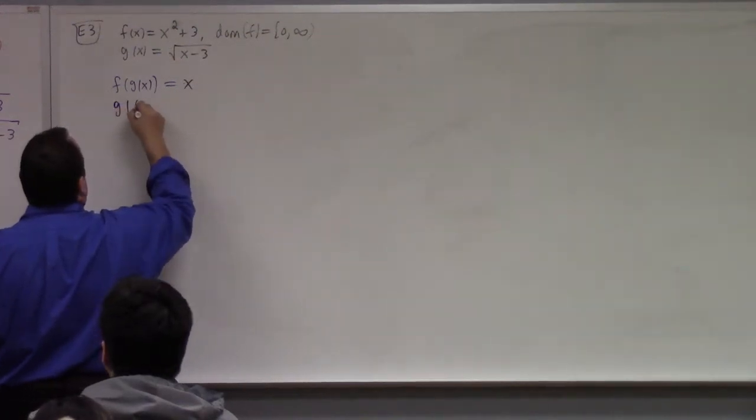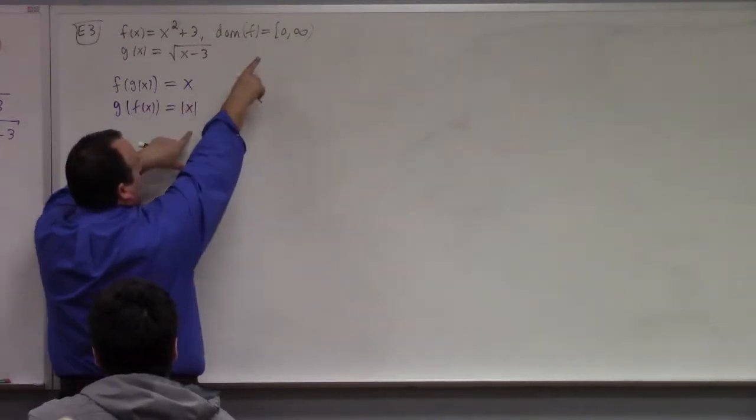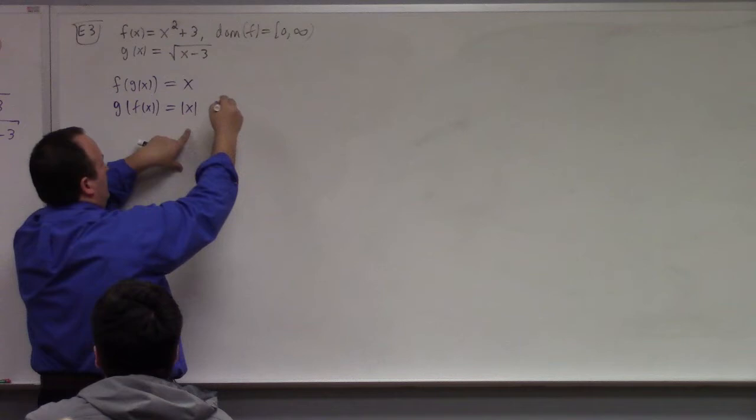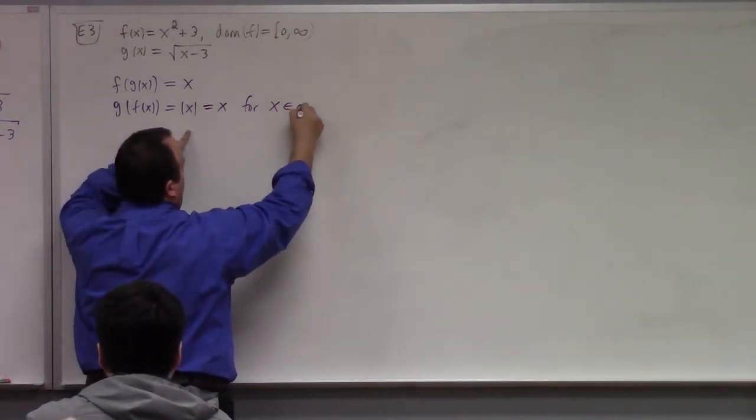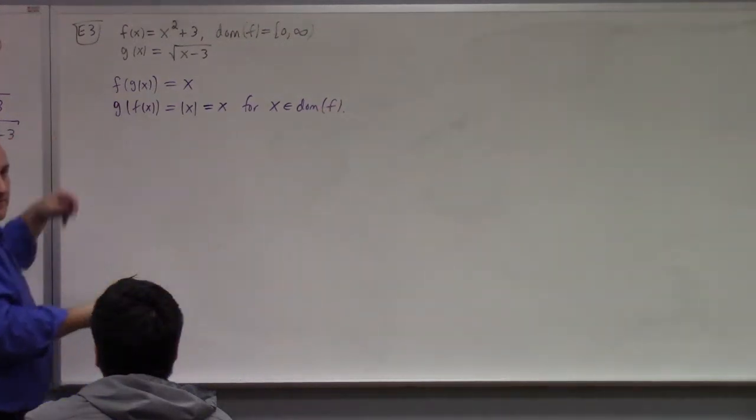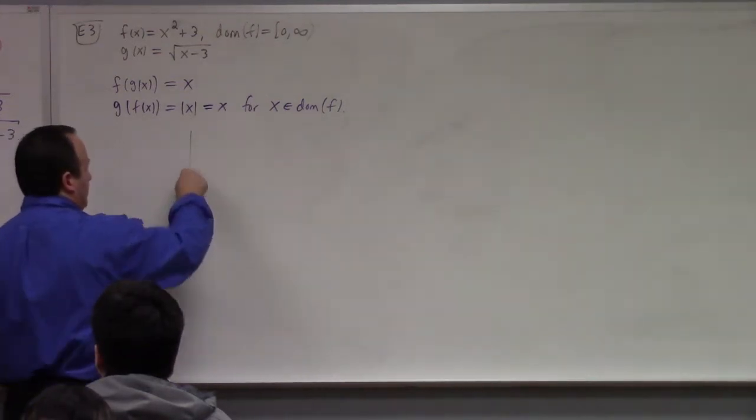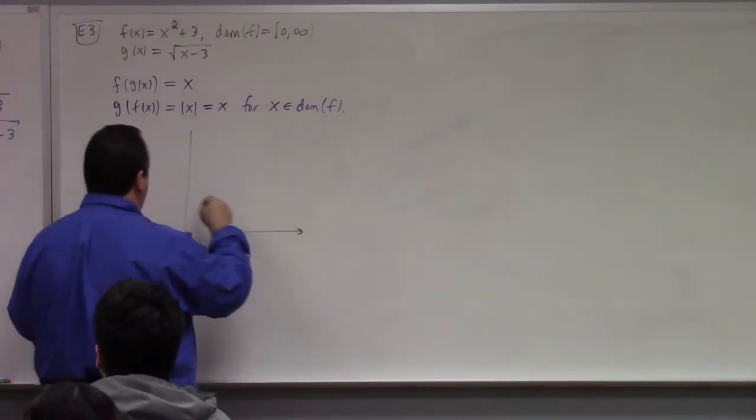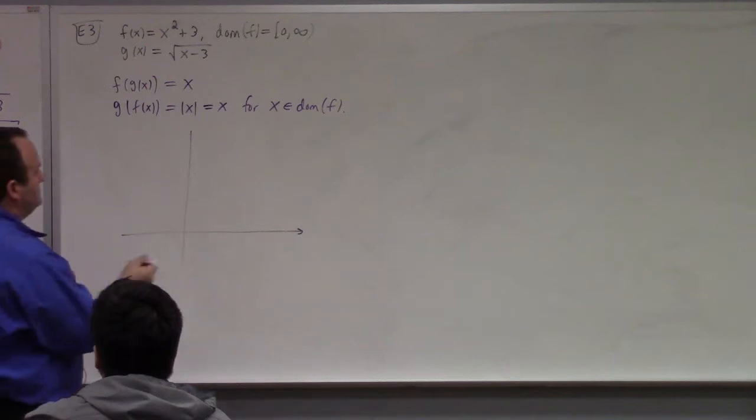But g of f of x, that's the interesting one. That's absolute value of x. But the domain of f is this, right? So this is equal to x for x in the domain. And so yes, they're inverse functions. And graphically, we can also understand this because by chopping off half of the domain, we fixed the problem that was there before.